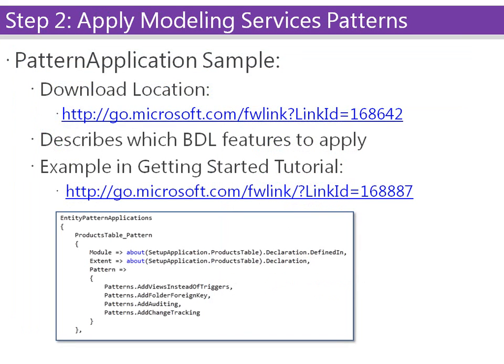In order to get the most out of modeling services, you need to apply specific modeling services patterns to your model. This is best done today with the pattern application sample. This sample provides an M model of the available modeling services patterns. It allows you to write additional M about your model that describes which patterns to apply. To fully understand this process, see the online tutorial, Getting Started with the SQL Server Modeling CTP.